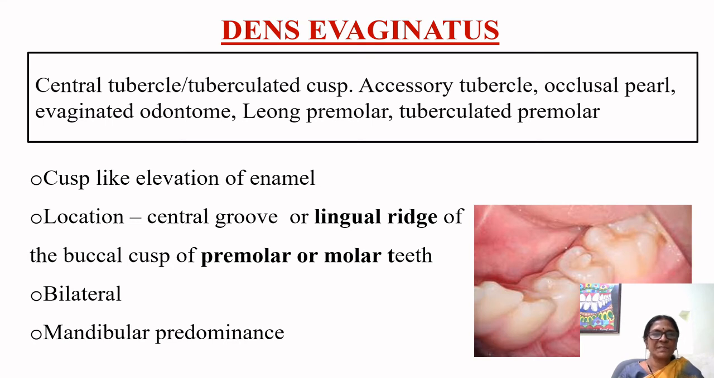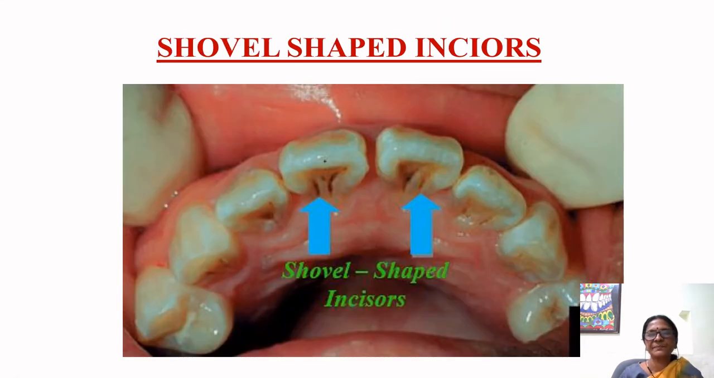Dens evaginatus, also called central tubercle, tuberculated cusp, accessory tubercle, occlusal pearl, Leong's premolar or tuberculated premolar, is a cusp-like elevation of the enamel located in the central groove or lingual ridge of the buccal cusp of the premolar or molar teeth. It is mostly bilateral and predominantly seen in the mandible. The teeth are shovel-shaped incisors on the lingual aspect.